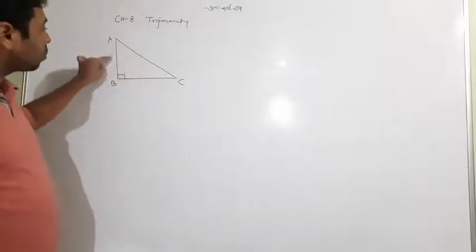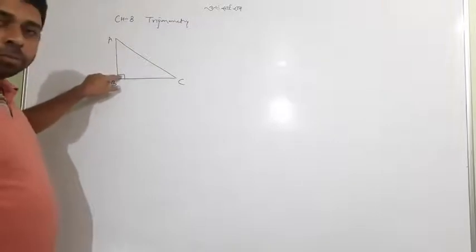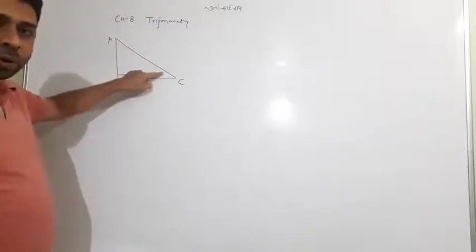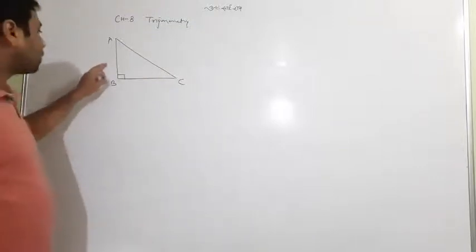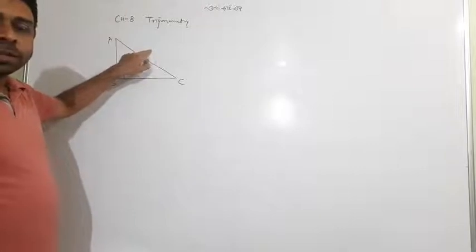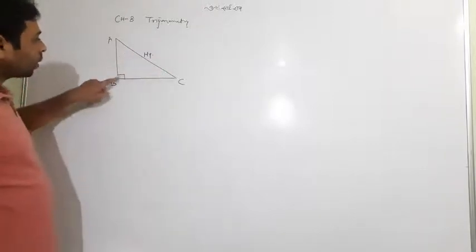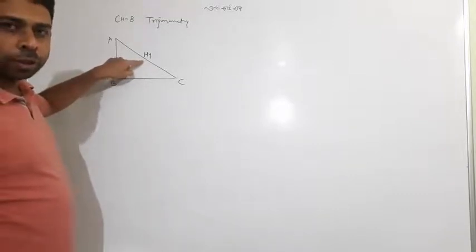Six elements, three sides and three angles. Definitely one is a right angle, B is a right angle, and the other two are acute angles. Among the three sides, this is definitely the hypotenuse. Why? Because it is in front of the right angle. So keep remembering that the side in front of the right angle is always the hypotenuse.